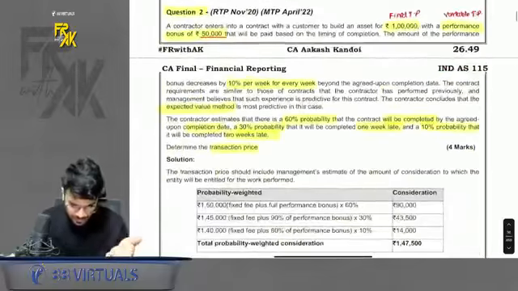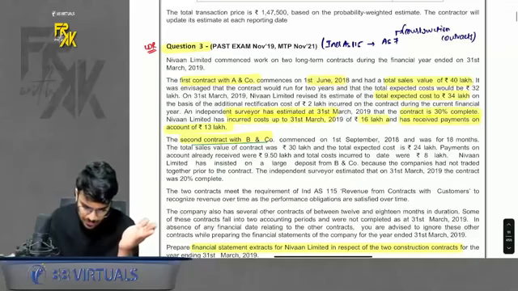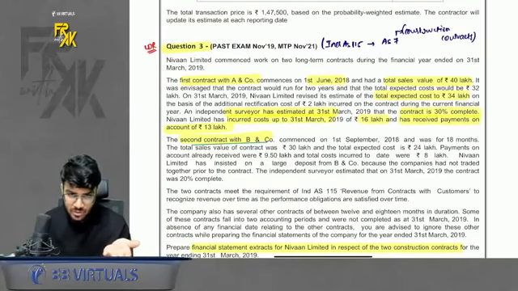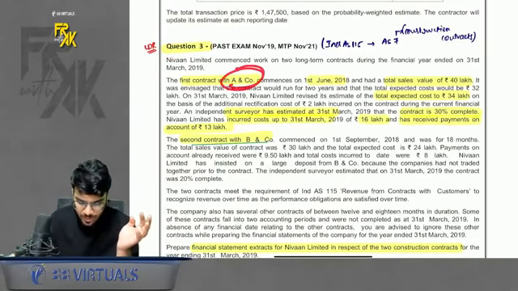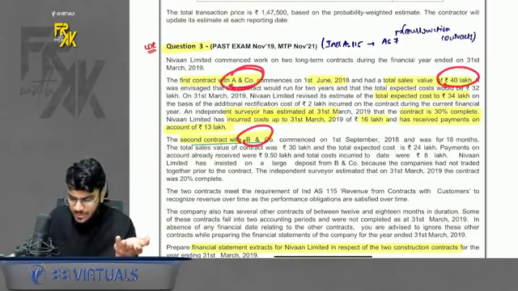Question number 2 is simple. You can just give it a read. Question number 3 is a good question. It is basically based on construction contract. So what is given? We have 2 contracts with A and B. It says total sales value, total cost, and percentage completion.